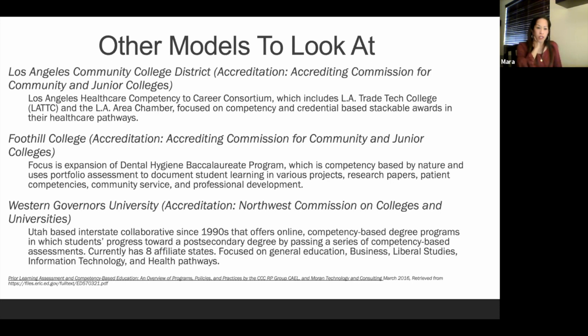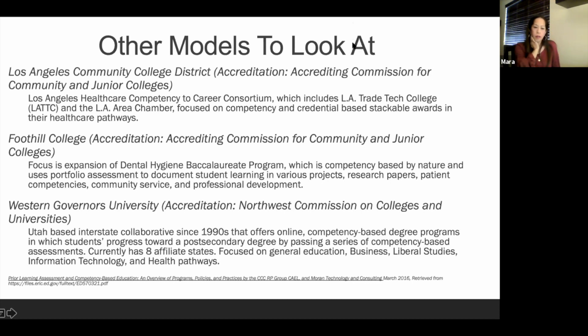The final model here is Western Governors University, which is based in Utah. It's a collaborative that's been in place since the 1990s. I believe it's mostly private universities, and they offer competency-based degree programs in things like business, general education, IT, and health pathways. So they're very focused on the same ones that we've been talking about all along in these other two models.